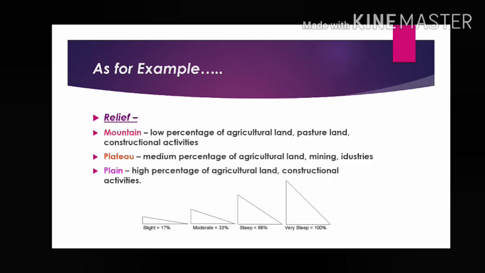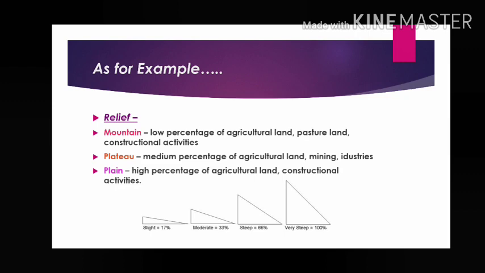Now come to the next, plain area. Already we have discussed, plain area means it has what type of slope? That is called a gentle slope. That means the left side, that is written slight, that means gentle slope. So plain area is suitable for crop cultivation, suitable for constructional activities. That means here a high percentage of agricultural land and constructional activities.